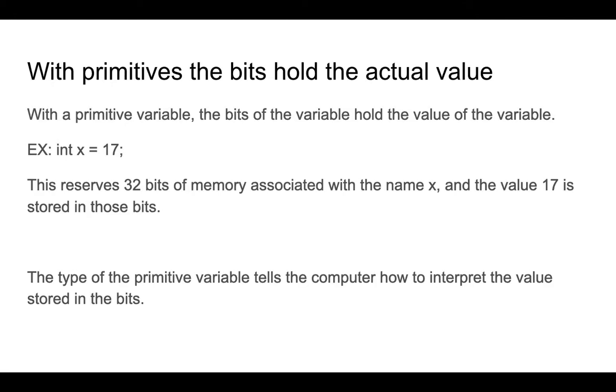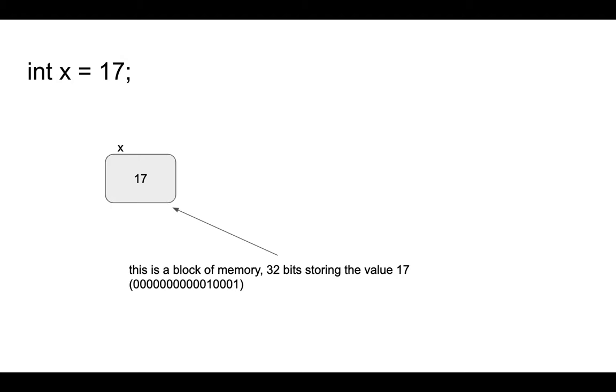So when you have primitive types, if you say int x equals 17, you're getting 32 bits of memory associated with the name x and storing the value 17 there. And the type of the primitive variable tells the computer how to interpret the value. Those 32 bits could be one integer, they could be 4 characters, and the type tells the computer how to interpret it. So if we make int x equals 17, we're getting a block of memory there, and we're putting 17 stored in there, as binary 0s and 1s ending in 10001.